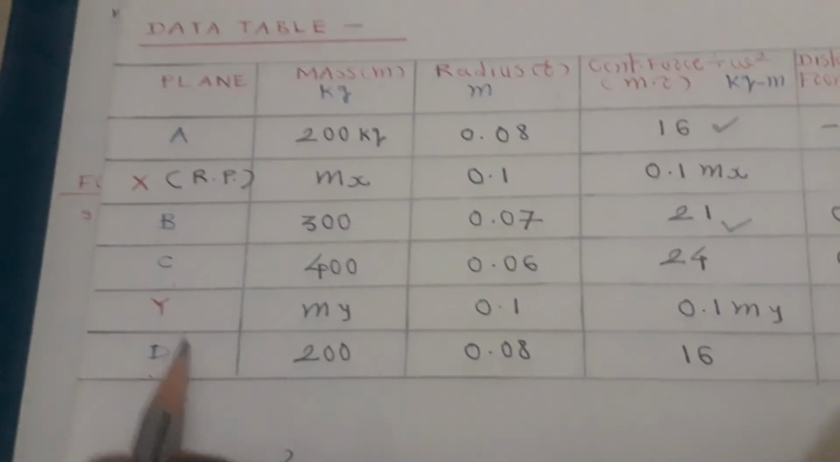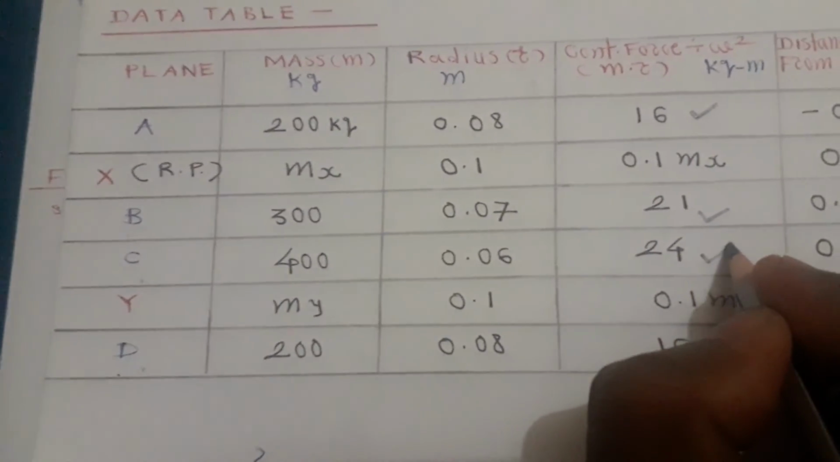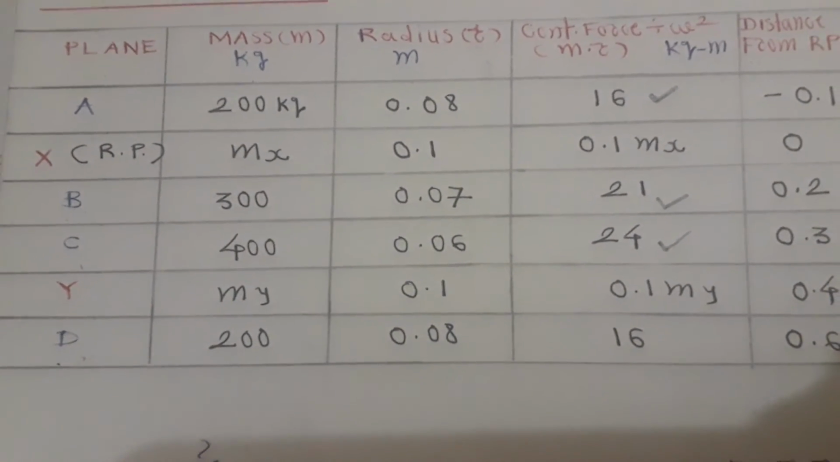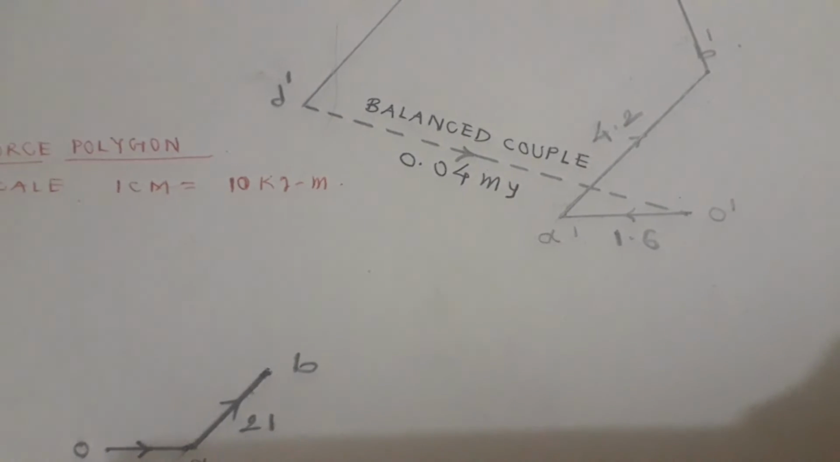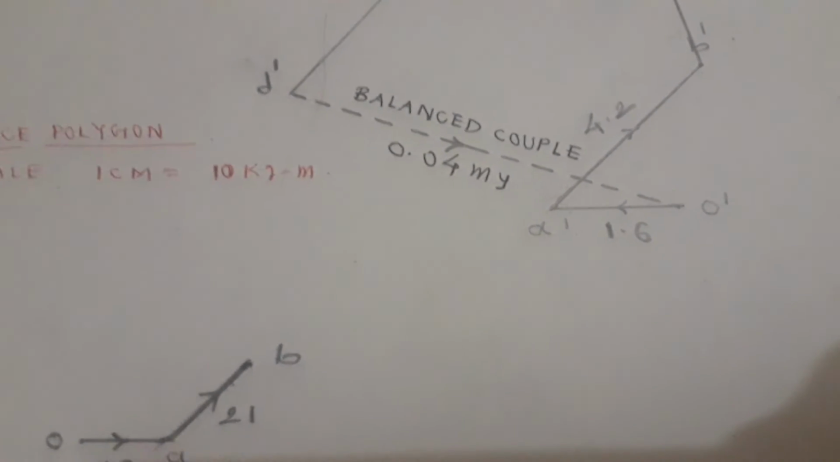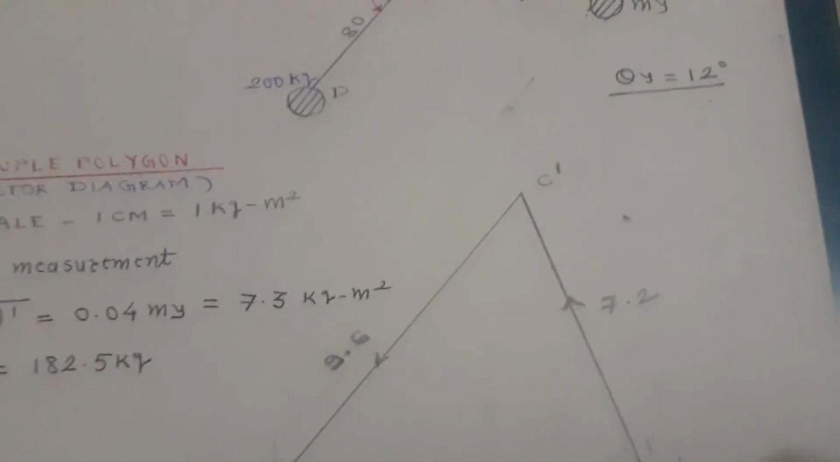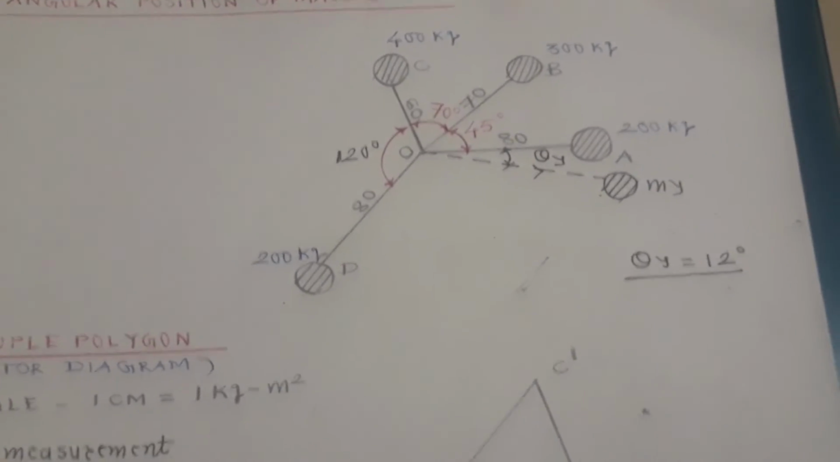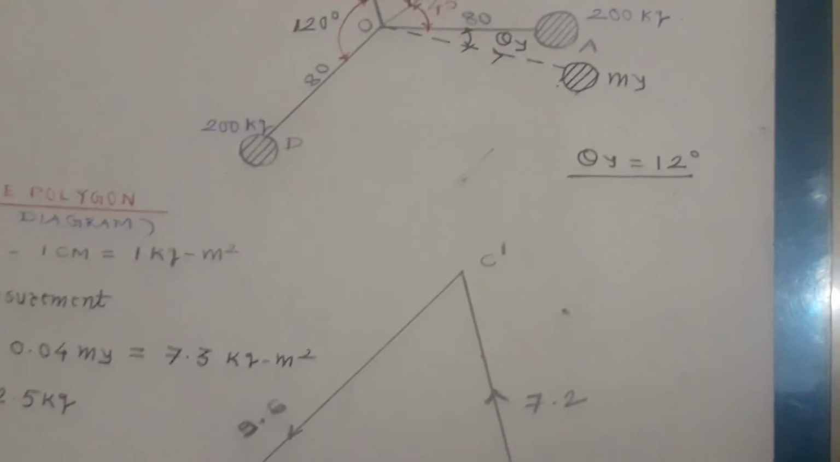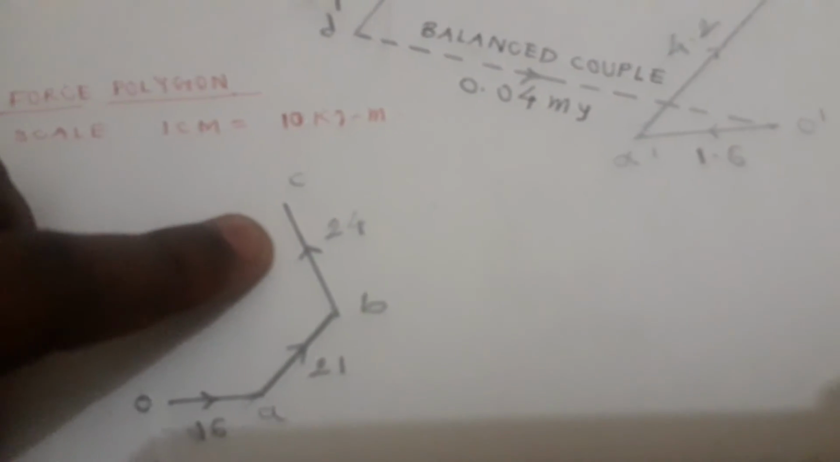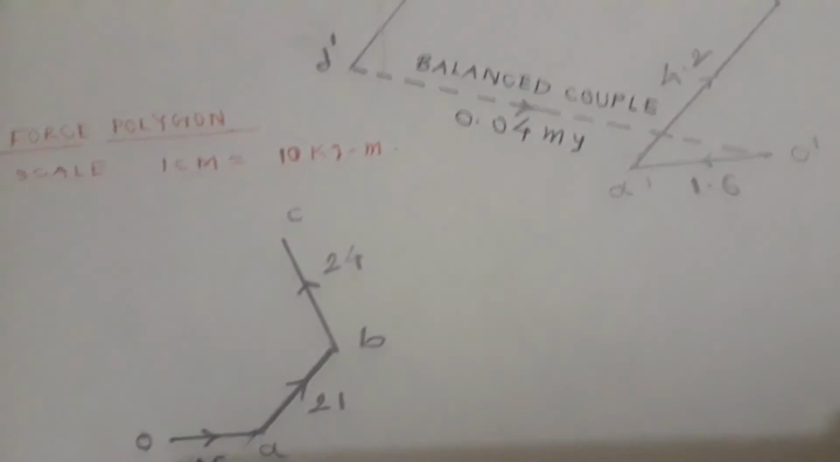Now for C, the magnitude is 24 kg meter, at 70 degree from B. So here it is the magnitude 24 kg meter for the mass C with angular position at 70 degree.